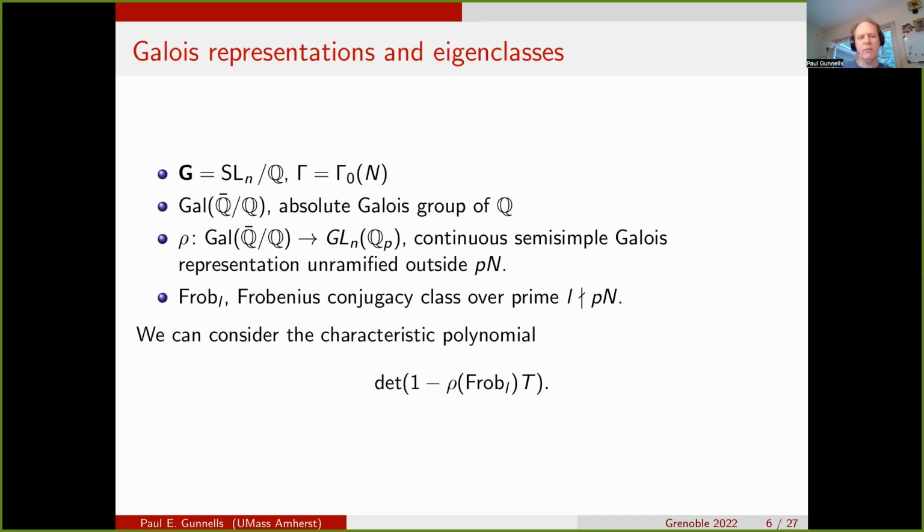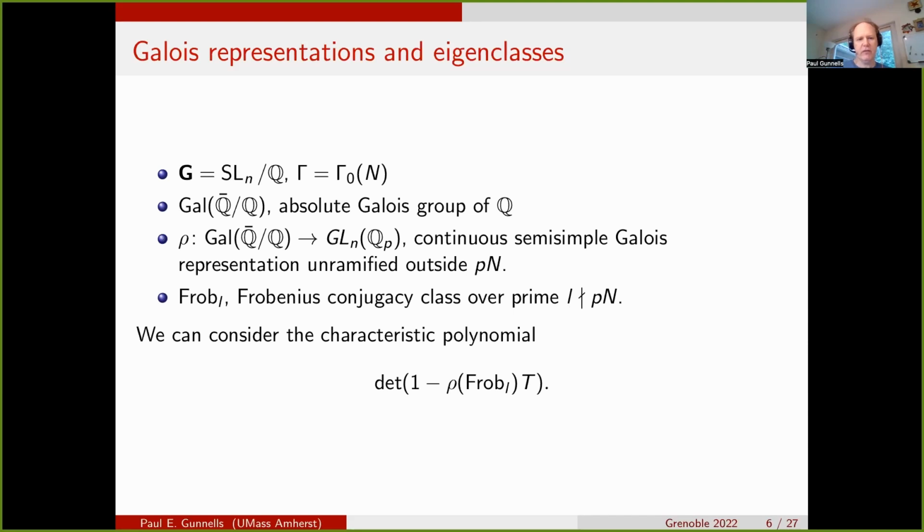Okay, so start with SL_N over Q with our group gamma naught of n, which means that the bottom row is congruent to a bunch of zeros and a single star at the end mod n. And now I can take the absolute Galois group of Q, just take the limit over all finite Galois extensions of Q, and you get this large profinite group that contains all the information about all these finite extensions.